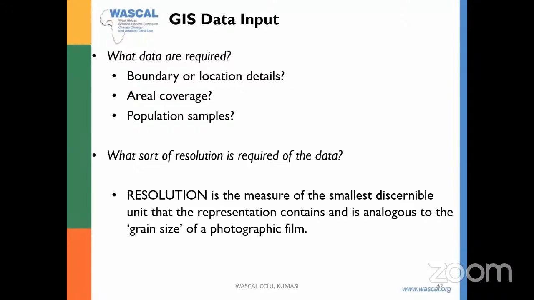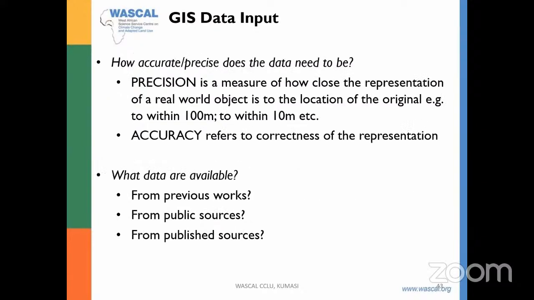The resolution is the smallest discernible unit that the representation can contain. Mostly, once you take a photogrammetric film and you zoom in, the resolution is the grain size that you can see. We can also ask ourselves about the accuracy and precision that the data contains or that the data will need. The precision is the measure of how close the representation of a world object is located to the original. And the accuracy refers to the correctness of the representation.